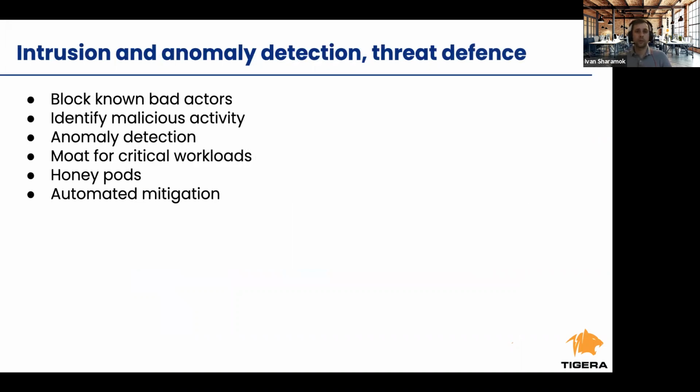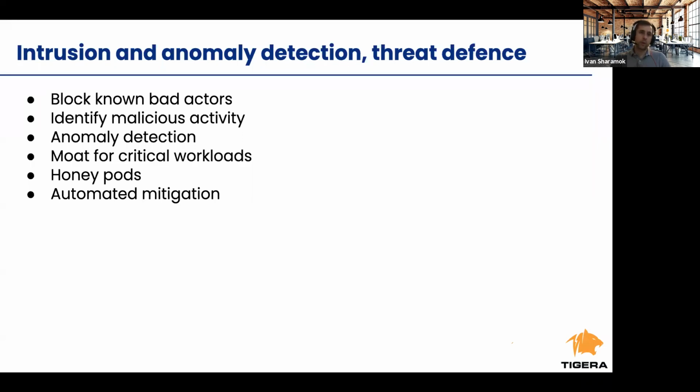So in terms of intrusion detection and anomaly detection, Calico provides capabilities such as blocking any known bad actors, using the threat feed, the previously discussed threat feed example, that can be leveraged in this case. Identifying any malicious activity or anomalous behavior within the cluster, like IP sweeps, IP scans, or a spike in packets coming in or going out, that all can be detected by the anomaly detection jobs.